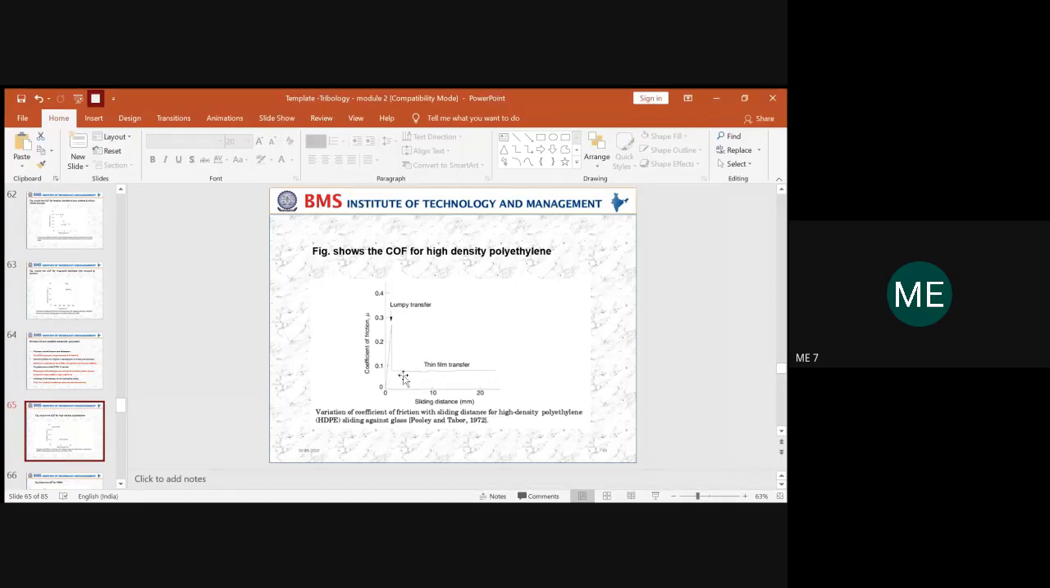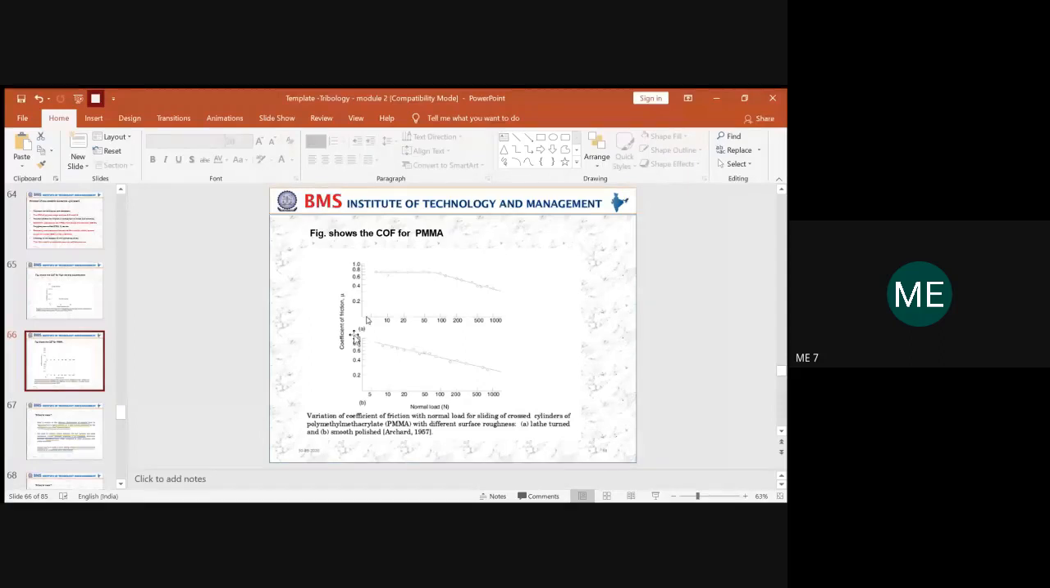Then you can see a consistent COF value with respect to the sliding distance. This could be possible only with polymers. So by looking at the graph, you should be able to read the graph properly and write it down. This is one example of the frictional concept related to polymers. Here we are explaining this with respect to high density polyethylene.